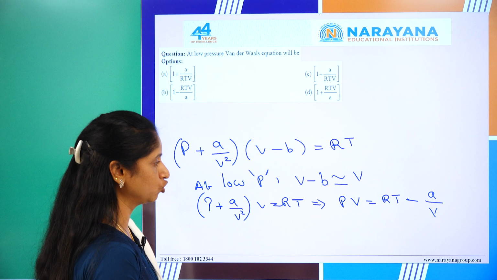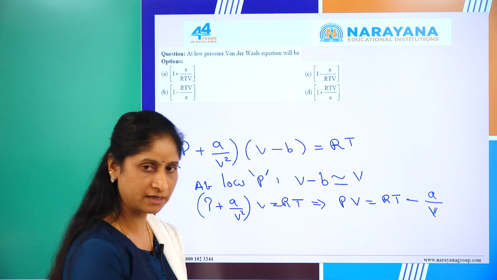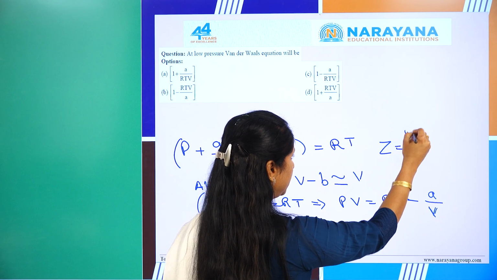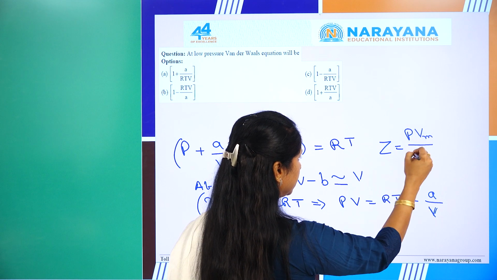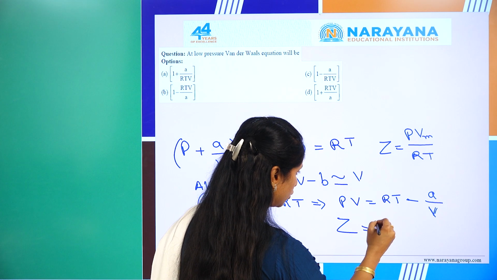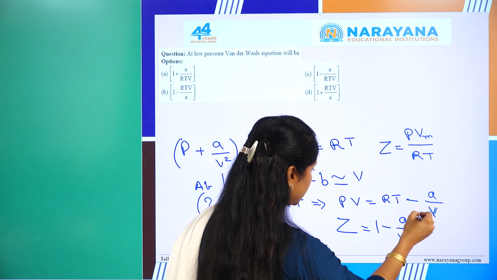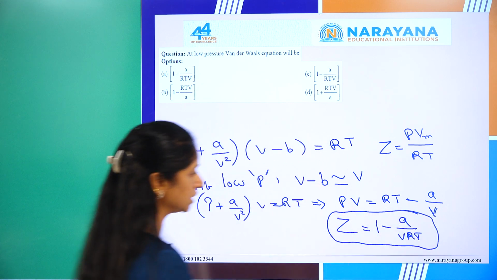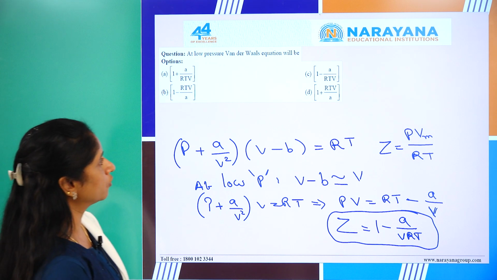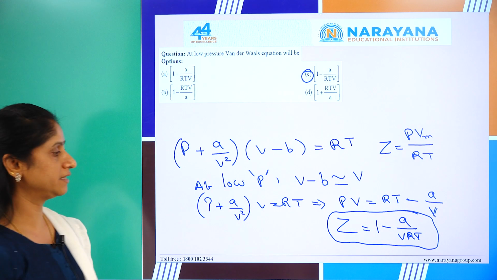So if I am dividing throughout with RT, PV by RT, which is nothing but the compressibility factor. So Z is equal to PVm by RT, the compressibility factor. Therefore the compressibility factor Z is equal to 1 minus A by VRT. So this is the form that is taking place for the van der Waals gas equation, the compressibility factor at low pressures. So therefore I can go with Z is equal to 1 minus A by VRT.